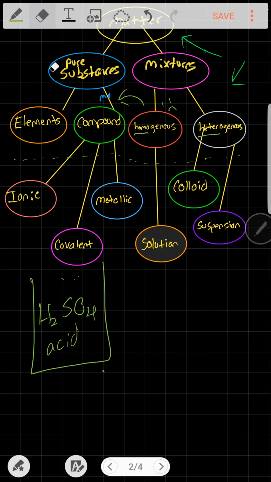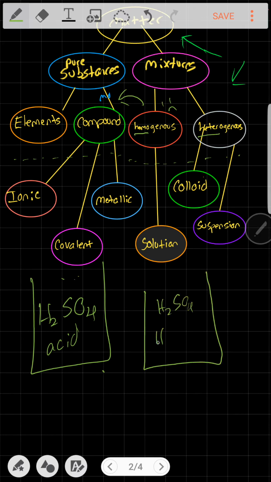The moment it stops being purely sulfuric acid and now it's mixed with H2O, I now have H2SO4 and I have H2O, and I honestly have some hydronium also. So I have some other things in there too. Are they mixed? Yes, they are. They're mixed. But can you tell? No, because they are mixed on the molecular level.